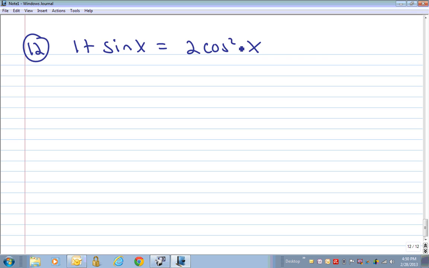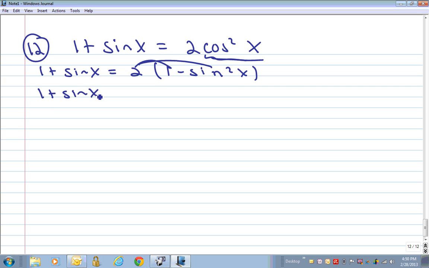So the first thing I'm going to do is try to get one trig function. I recognize my cosine squared x as Pythagorean. So I'm going to keep 1 plus sine x equals 2, and instead of cosine squared x, I'm going to write it as 1 minus sine squared x. And now I'm going to distribute my 2. So I have 1 plus sine x equals 2 times 1 is 2, and 2 times negative sine squared x is negative 2 sine squared x. All right, now I have one trig function, and it's quadratic, so I'm going to set it equal to 0.